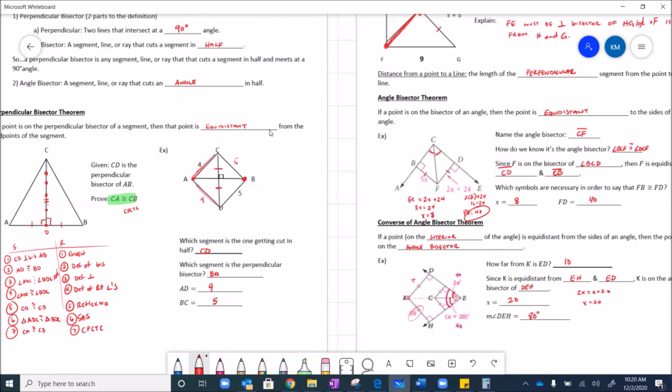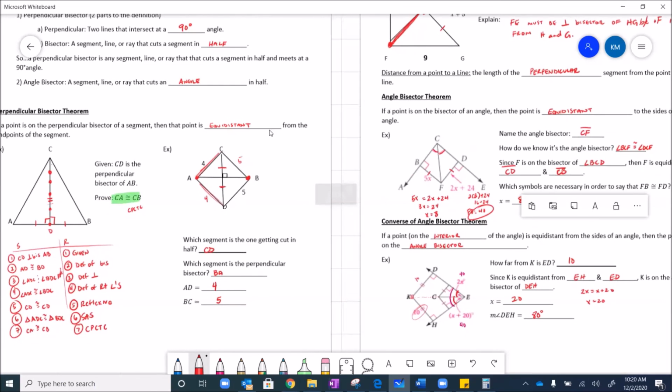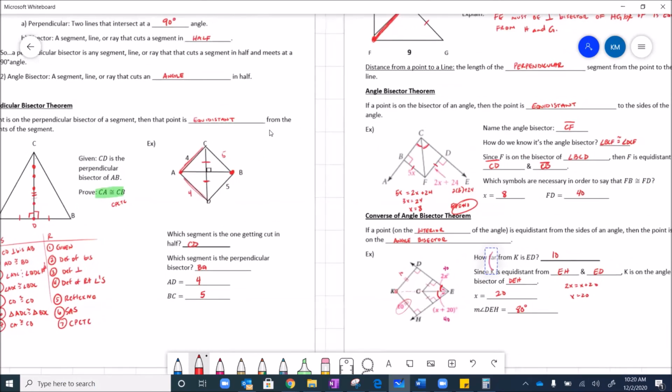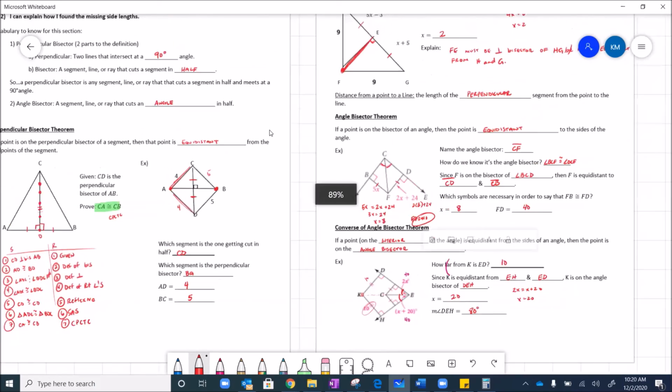So that's the angle bisector theorem and the perpendicular bisector theorem, and their converses. You can use those to solve for missing angles and measurements now.